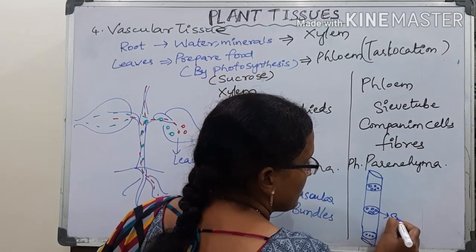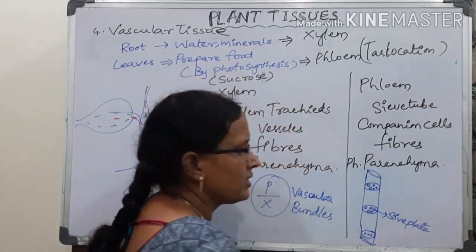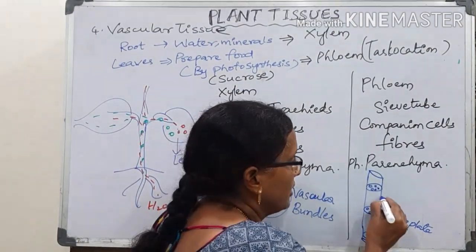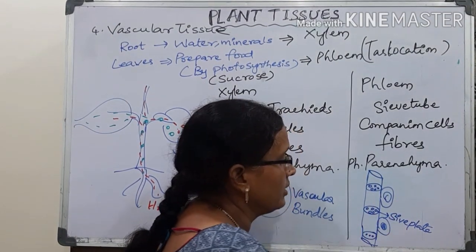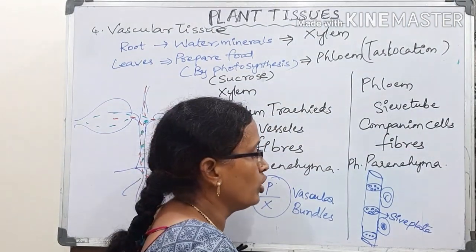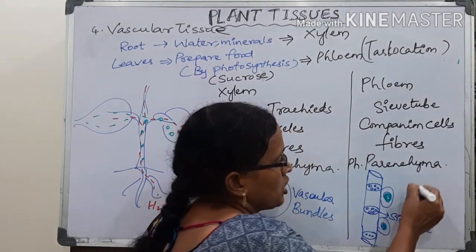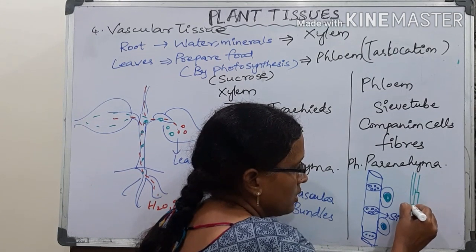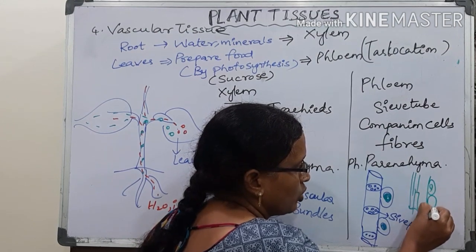Sieve tubes are perforated, they have plates. This is the sieve tube plate, so it is known as the sieve plate. Sieve plate means a perforated plate, holes are there in the plate, and they are associated with the companion cells. These cells don't have the nucleus, they are controlled by the companion cells. There are tube like structures in the plants, the xylem tubes on one side and the phloem on the other side, both are present.